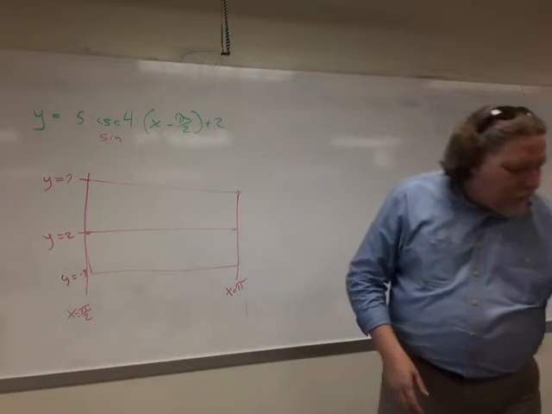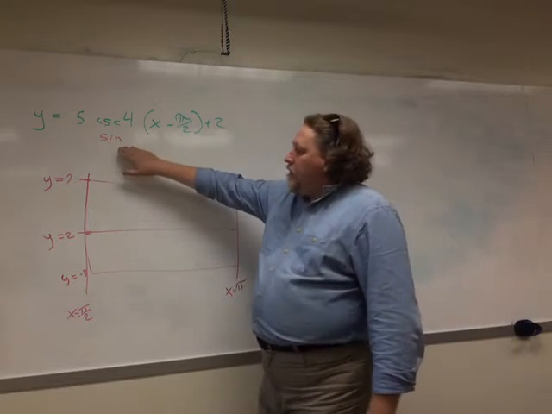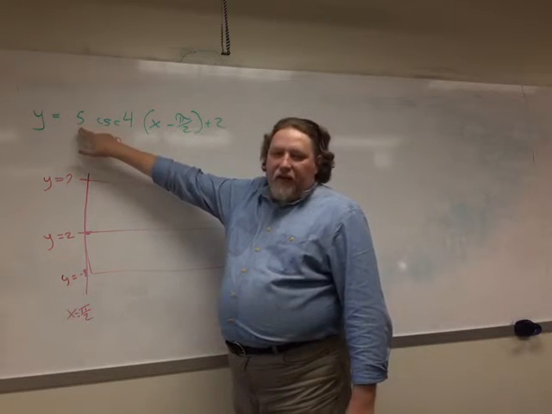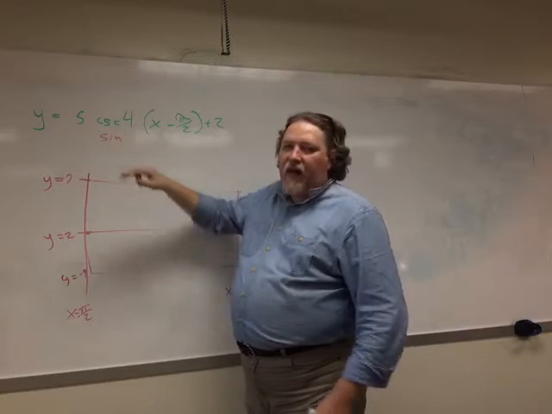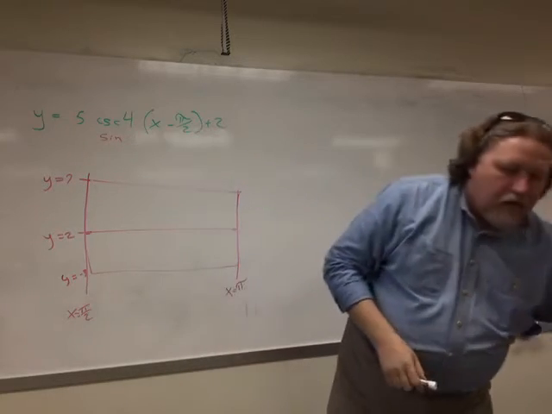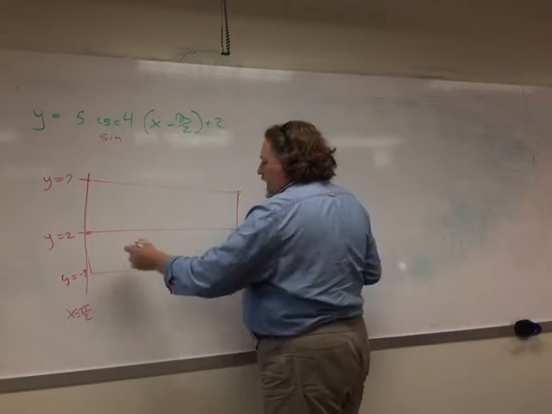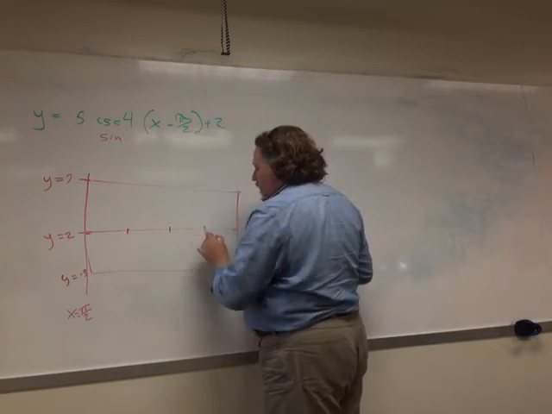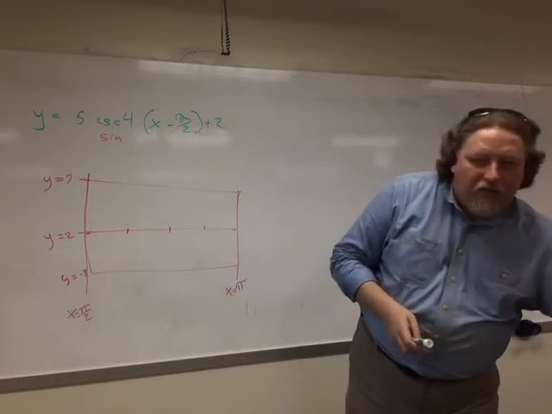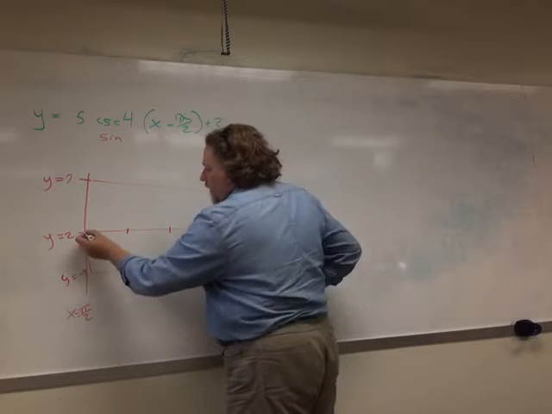So now I want to draw sine. Notice that the 5 here is positive, so I'm going to be drawing sine right side up. I've got my number line divided into 4 equal pieces. And when we draw sine, sine always starts at the middle.